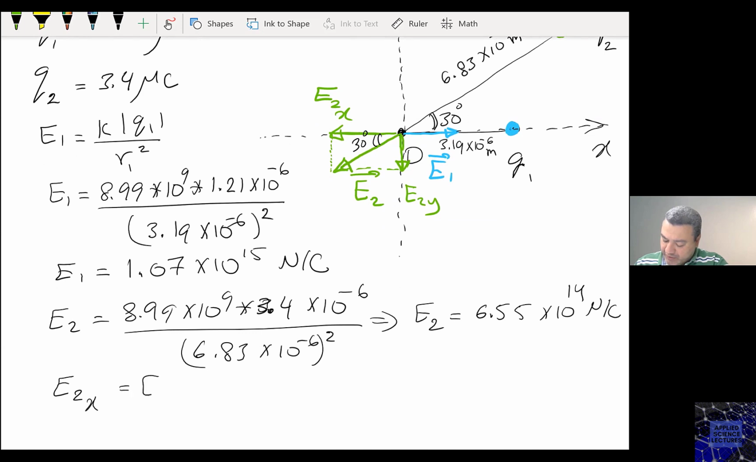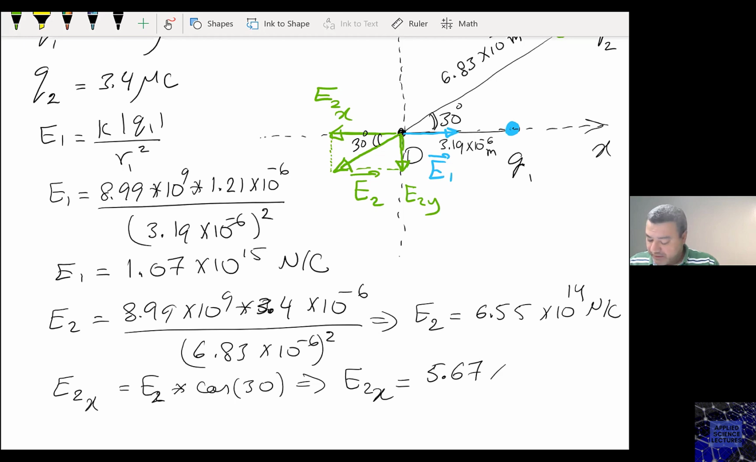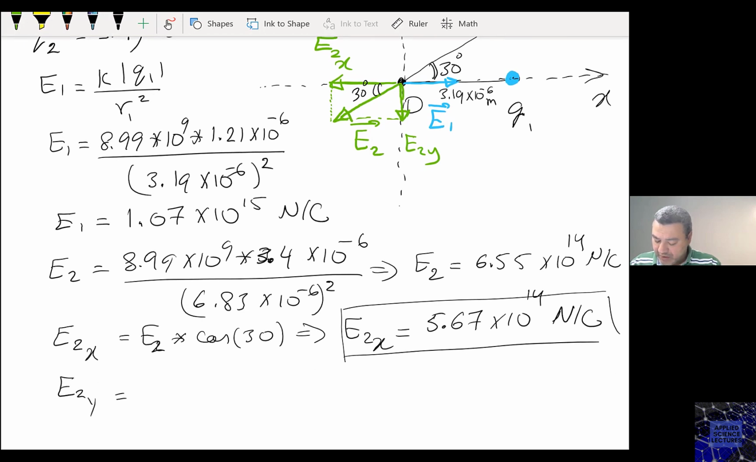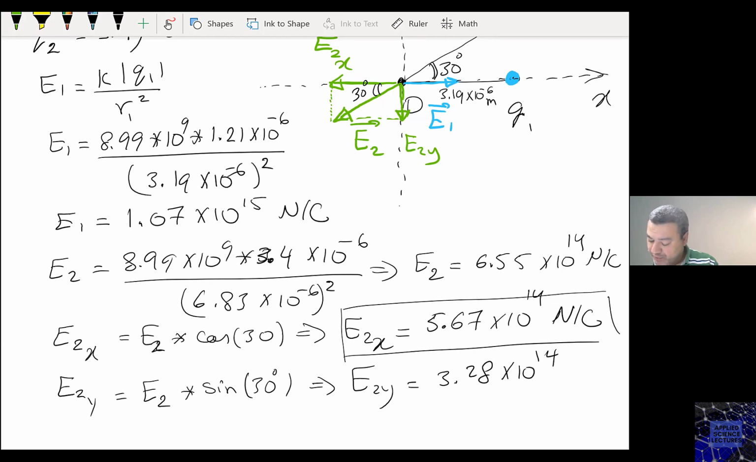So E2X equals E2 times cosine 30, which means that E2X is 5.67 times 10 to the power 14 Newton per Coulomb, and I have E2Y as E2 times sine 30 degrees, which means that E2Y is 3.28 times 10 to the power 14 Newton per Coulomb.